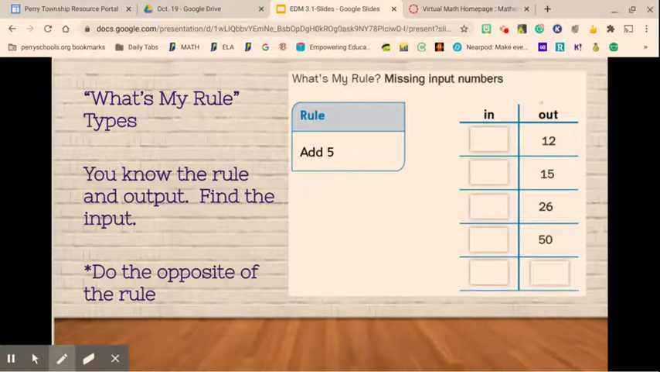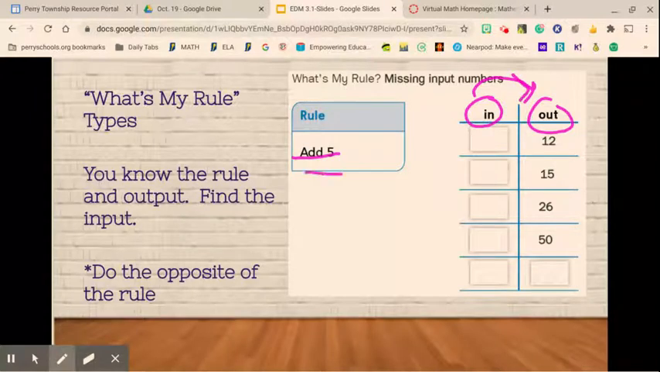Now, you also have this where you know the rule and you know the output, but you're missing the input. Remember, my rule says if I know my input, then I go to my output. My rule says to add 5. So I'm going to have add 5 at the top, but that doesn't really help me because I don't know what I started with to be able to get 12.